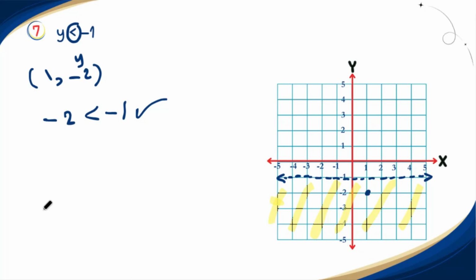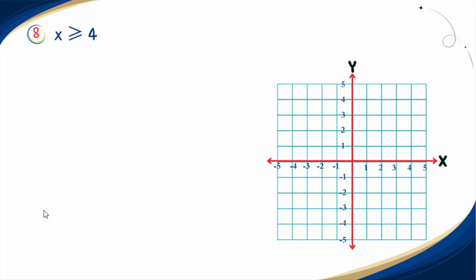What if you have just x, no y? Like we said, if we have only y, it is represented by a horizontal line. If we have only x, we represent it by a vertical line. We have an equal sign here, so the line will be solid. Where is x equals 4 here? We make a vertical line here. Now it says more than. Mentally, more than 4 will be what? 5, 6, 7, 8. Then your solution will be on the right side.